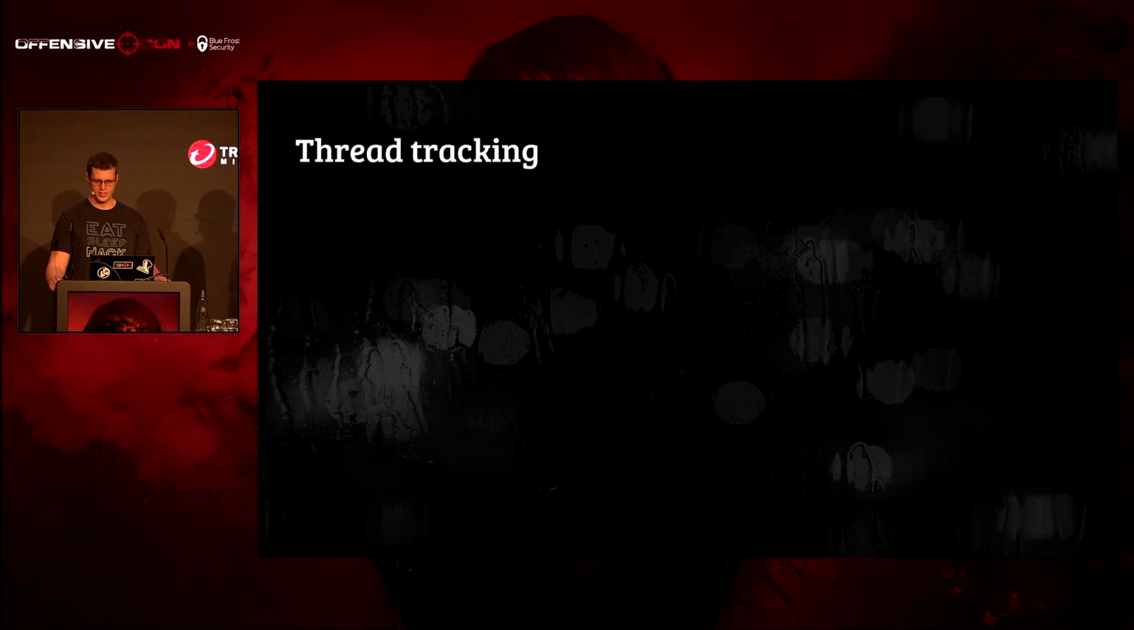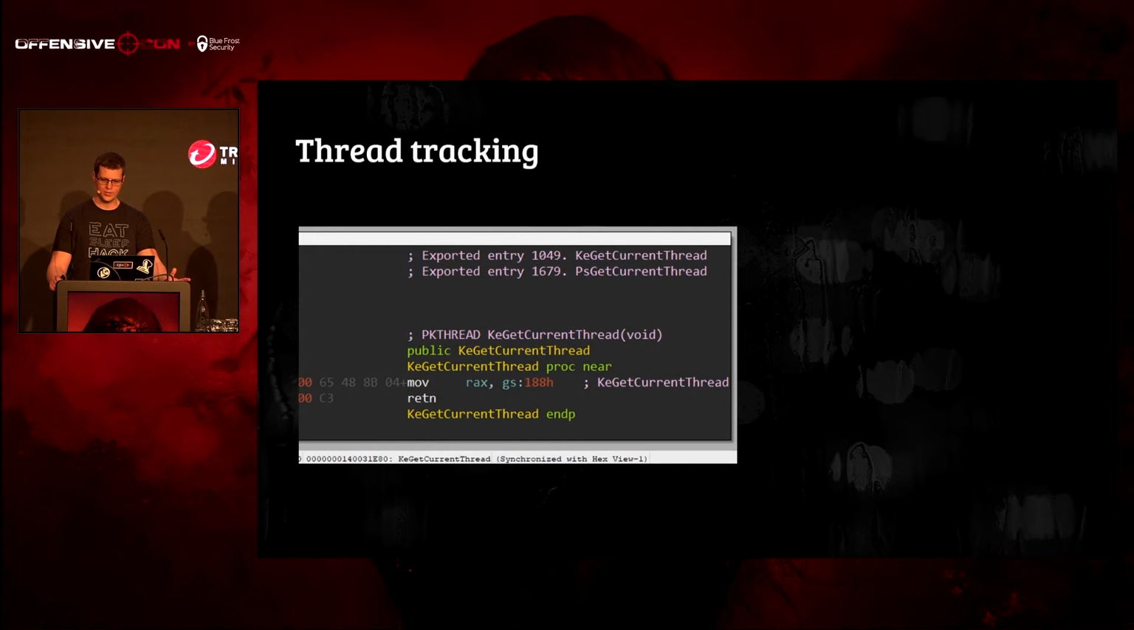So for thread tracking, we started by trying to find a way to get thread tracking from KVM. The first thing we did was to peek at get current thread, and we found it uses GS with a specific offset to get a pointer to the current ETHREAD. On Windows x64 machines, the GS segment points to the KPCR, which is the kernel processor control region.